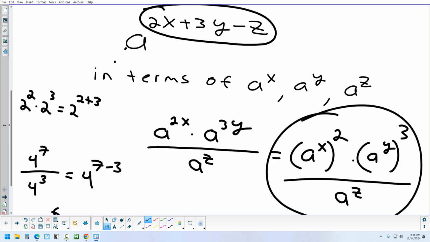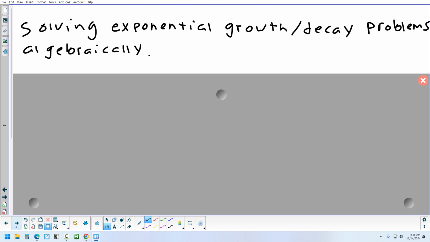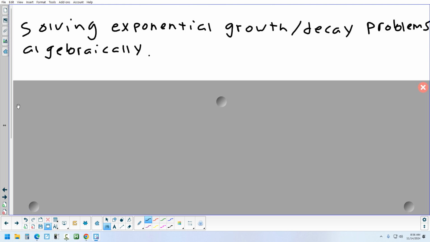Okay, so that's the first thing. So that's rules of exponents. The next thing we're going to look at is how we can solve some of the problems we've already done, like about exponential growth and decay. But now we're going to do it algebraically.